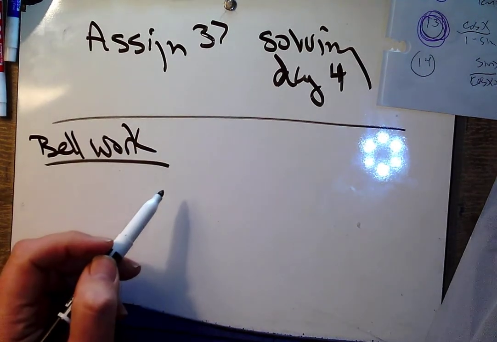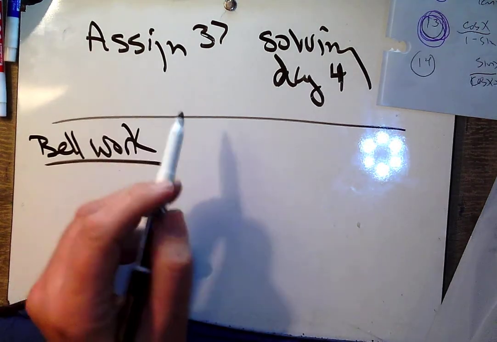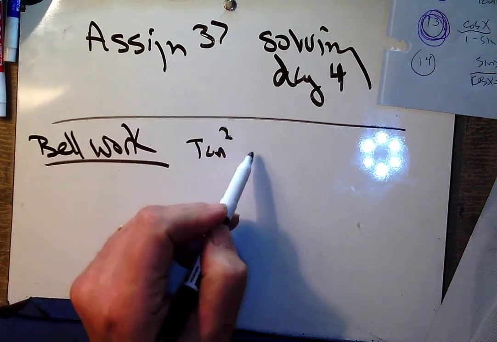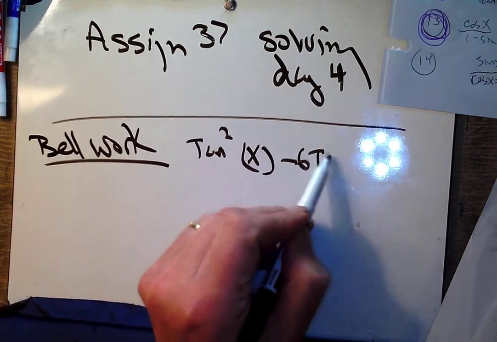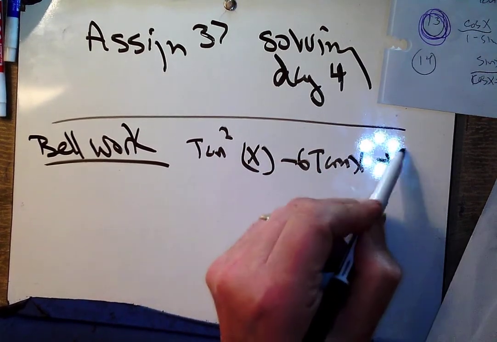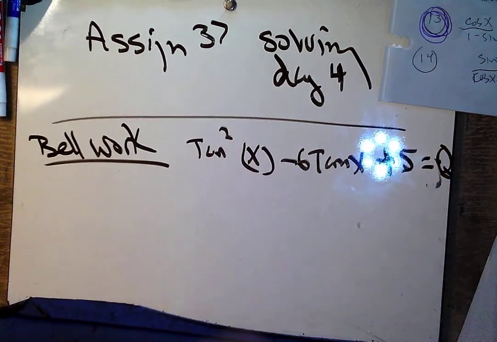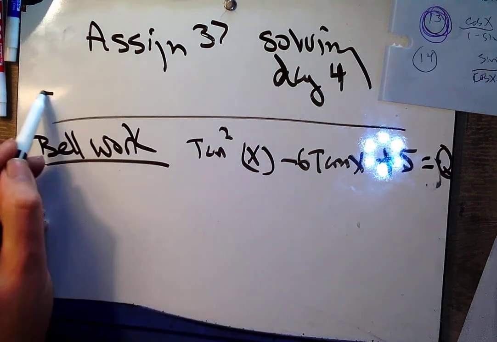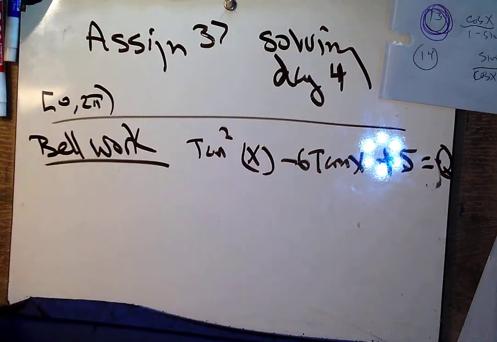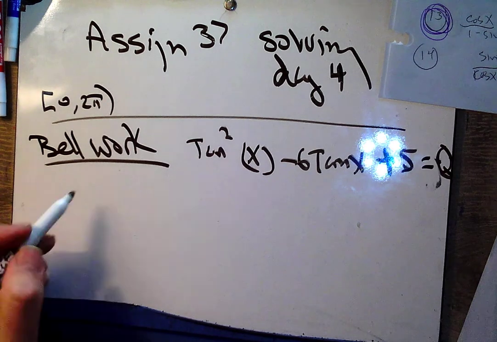So a little bell work today. How about this one? Tangent squared x minus 6 tangent x plus 5 equals 0. Don't give it away. Please solve that equation, and we want 0 to 2 pi. Hey, how'd it go? Did you factor that trinomial?